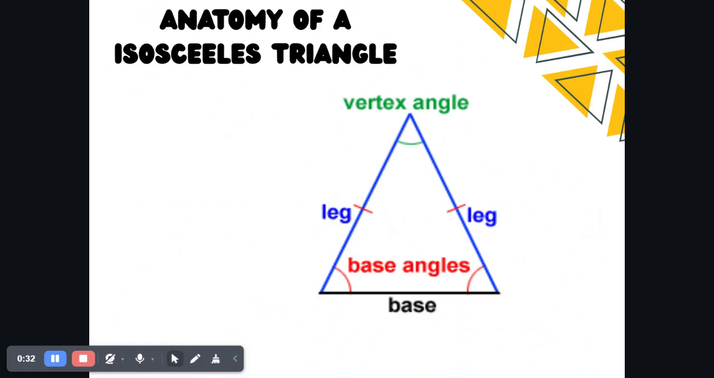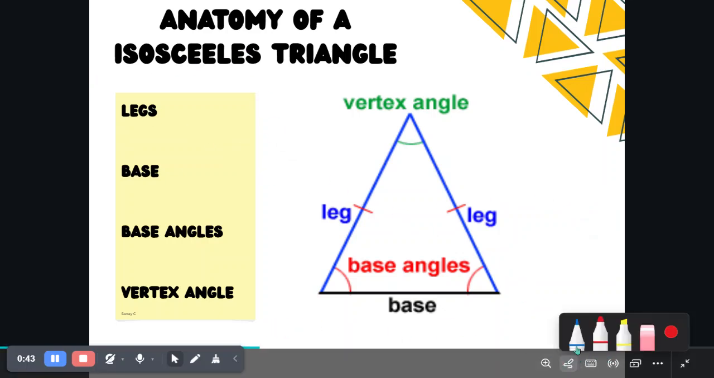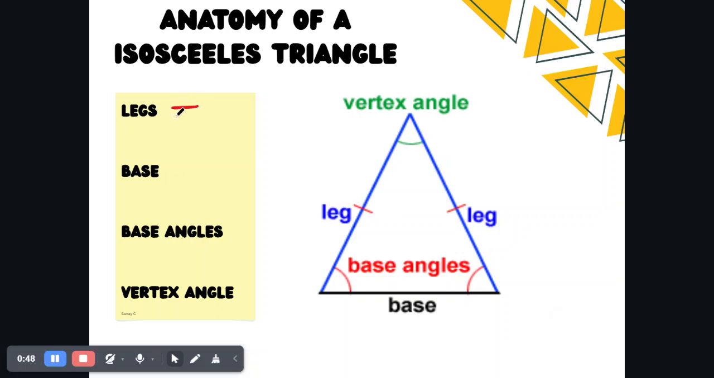First, we're going to explore the anatomy of the isosceles triangle. And my bad for spelling isosceles wrong. That was a typo. So first, we're going to go over these basic terms with annotations. First, we have the legs, which are the two congruent sides of the isosceles triangle. We have one here and here.